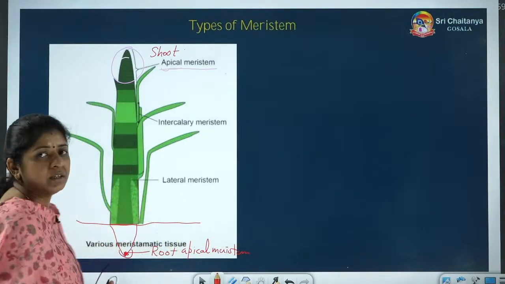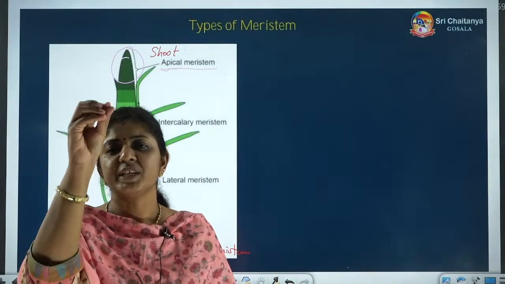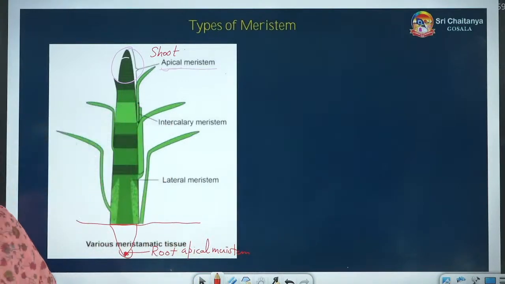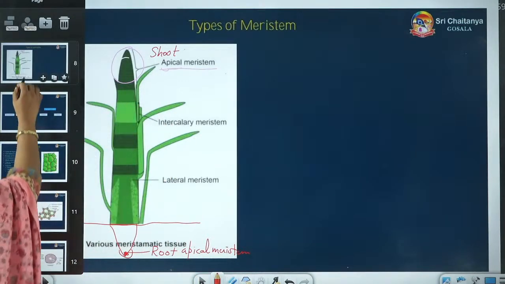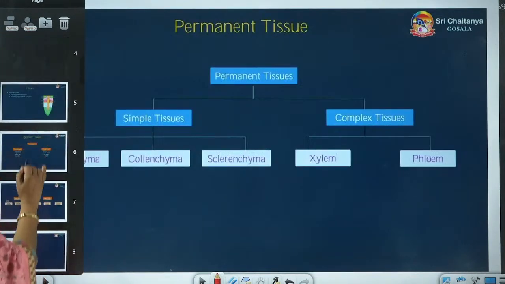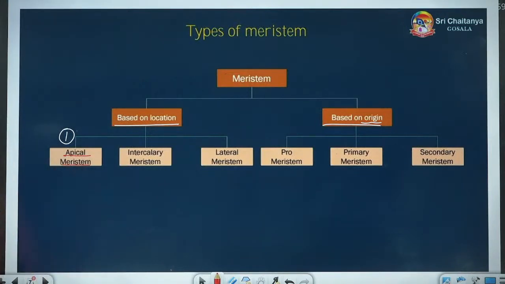Keep in your mind, the meristem is not throughout the plant, it will be at specific regions. And what are those specific regions? Just now I discussed with you. One of the specific regions is the apex. That's why you call it apical meristem.